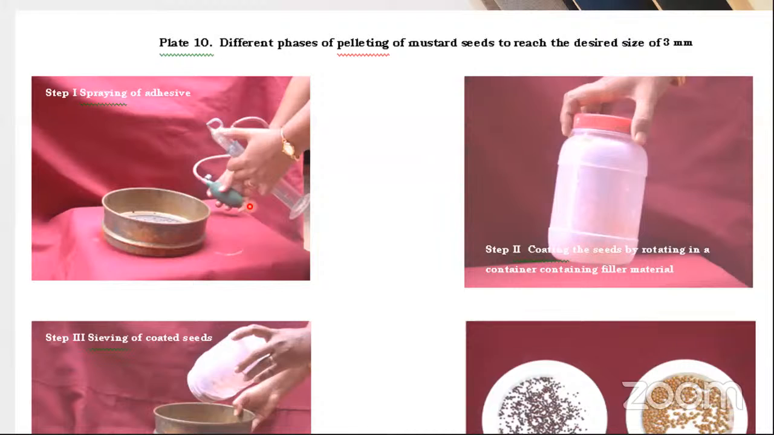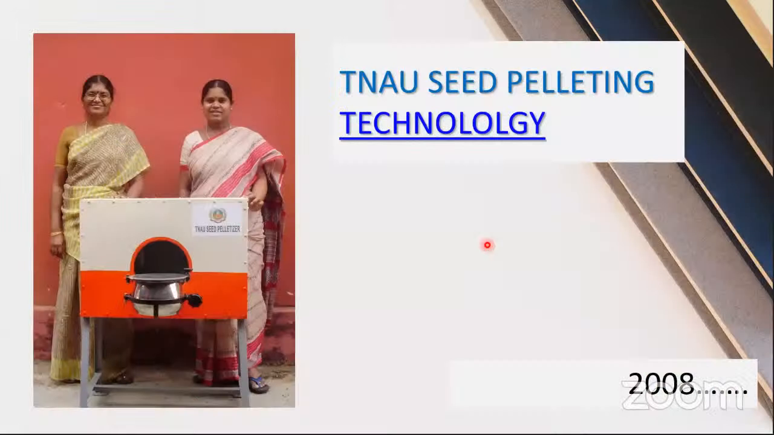pelleting expedition. We used this small biochemistry sprayer, which is used for chromatographic studies. You put the seeds in a box and then you get pellets like this. It's nothing but spraying, dusting, spraying, dusting, alternatively. So you can see a video now.